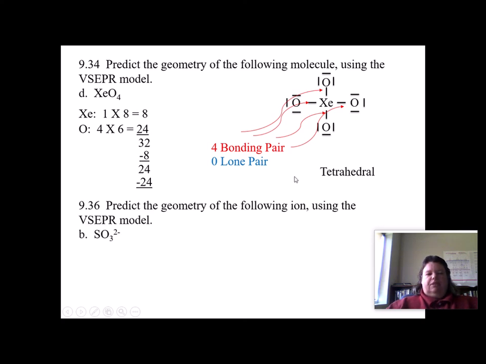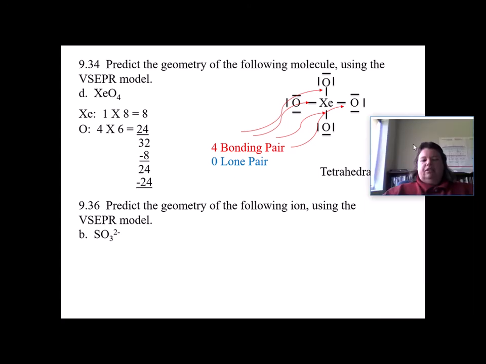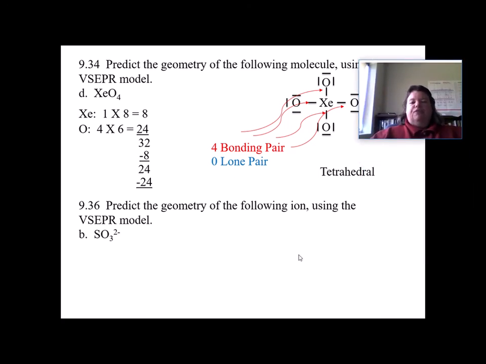36 is an ion. Predict the molecular geometry of the following ion. It's sulfite, SO3 2 minus. So my structure is sulfur in the center with 3 outside oxygens. Getting my valence electrons, sulfur, there's 1 of them, and that's 6. Oxygen is 3, times 6 is 18. But this is an ion, so I have 2 additional ones because of the 2 minus there. That gives me 26 electrons.